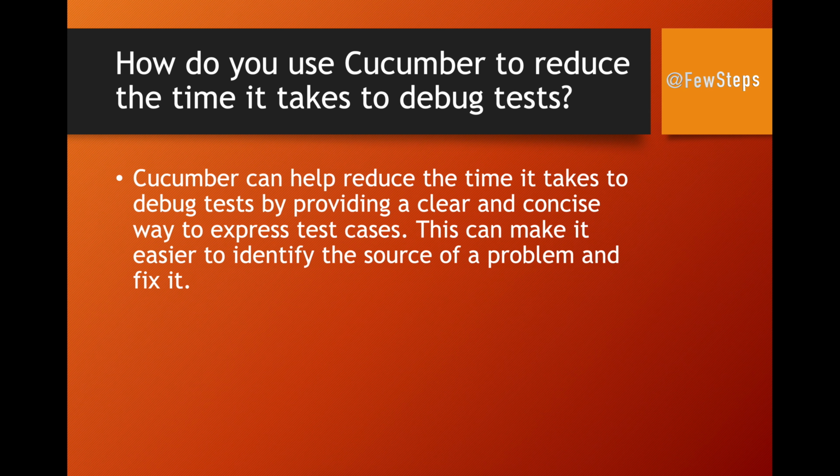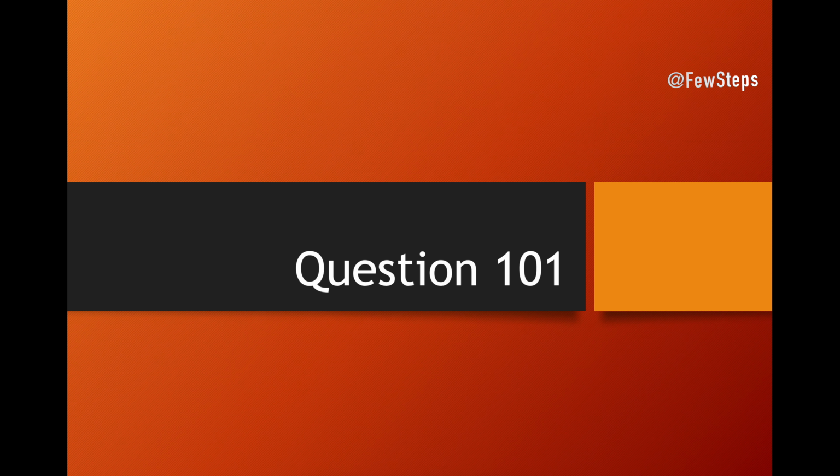Question 100. How do you use Cucumber to reduce the time it takes to debug tests? Cucumber can help reduce the time it takes to debug tests by providing a clear and concise way to express test cases. This can make it easier to identify the source of a problem and fix it.